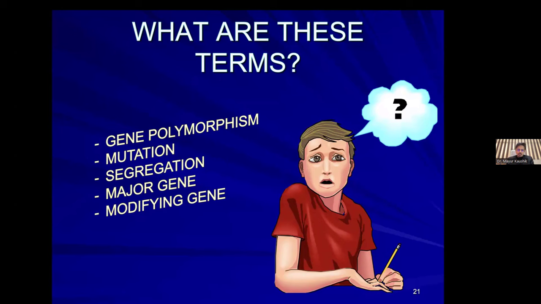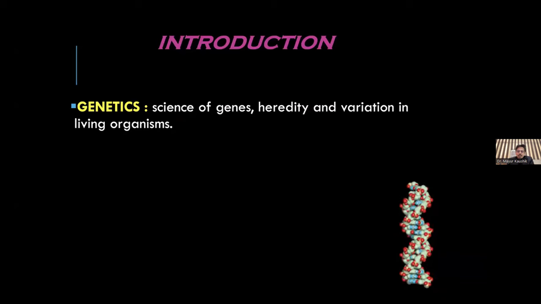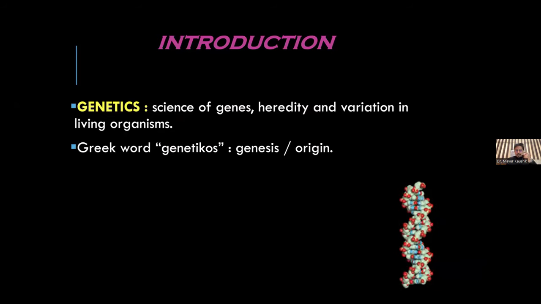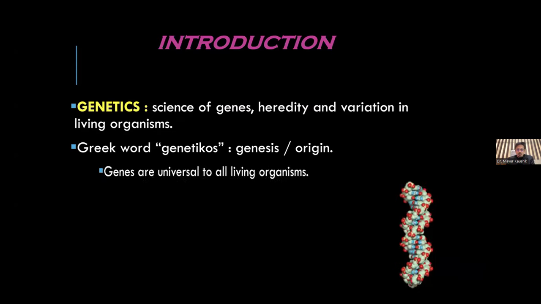So with regard to the historical background, the basics of genetics, we have to remember that genetics is basically the science of heredity, genes and variation. Why are we different from each other? Why are our looks different? Why are our personality and IQ different? And why ultimately is our response to disease different? How does the resistance of the body vary? This study is genetics. The word genetic is from the Greek word genetikos, which means genesis or origin.